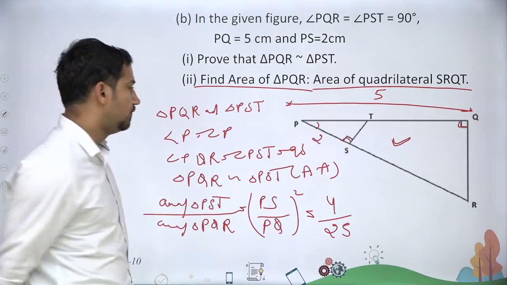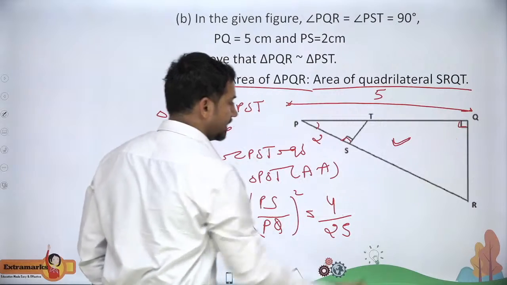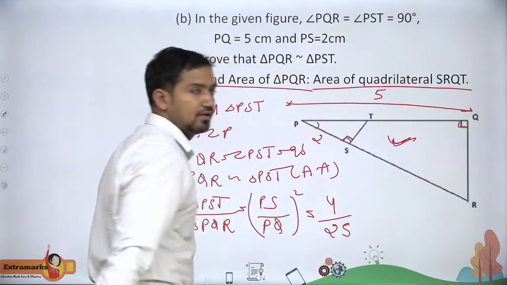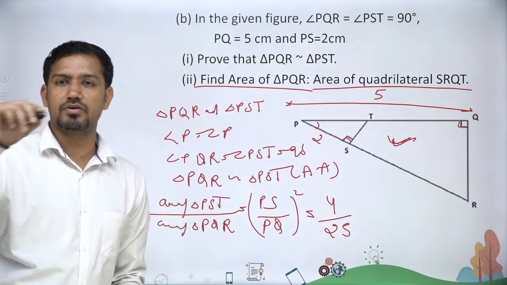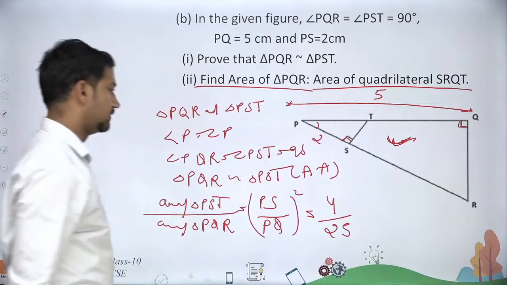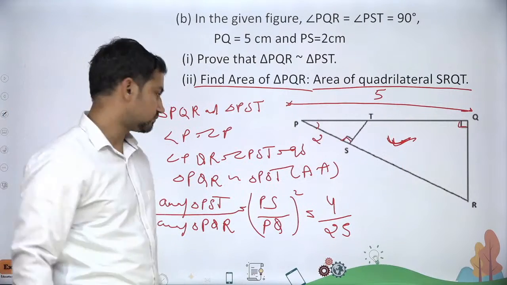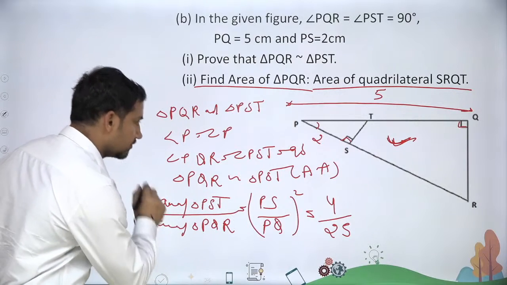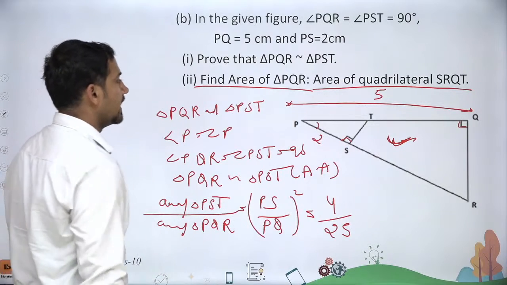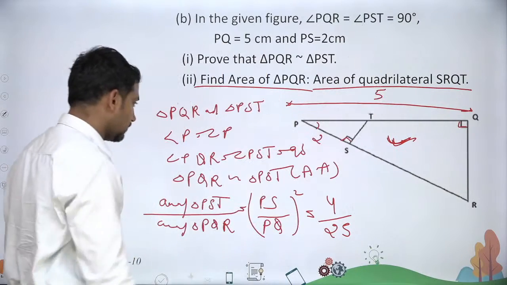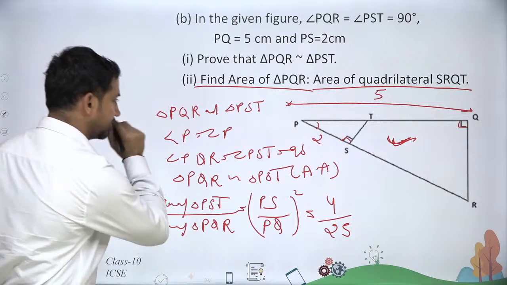For this one, we have to subtract the smaller triangle from the bigger triangle. Then we get this quadrilateral. Yes or no? So, for this, what do we have to write? See, this is PST and this is PQR, and we have to find PQR and RSQT. So, first of all, we have to write in place of the PST.